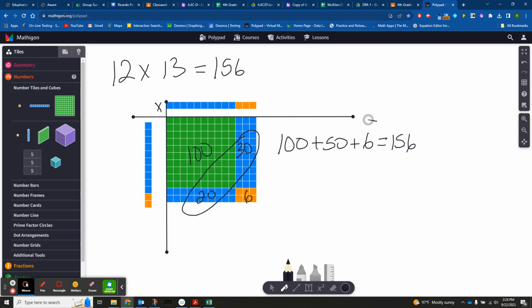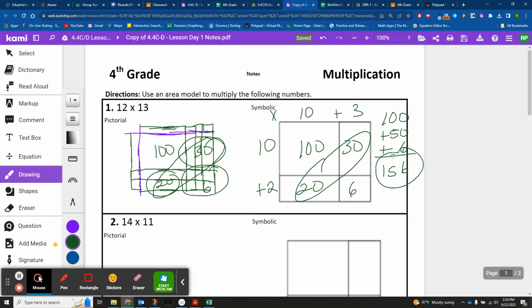Same thing we did over here, right? Here we decompose it this way. I'm limited in my room. I wrote it like this. Or I could have written down here 100 plus 50 plus 6. And that's it. Easy stuff. Area model. It's awesome.